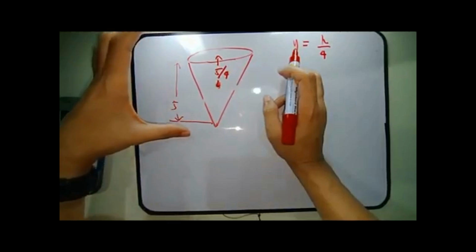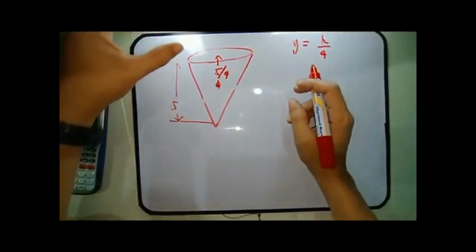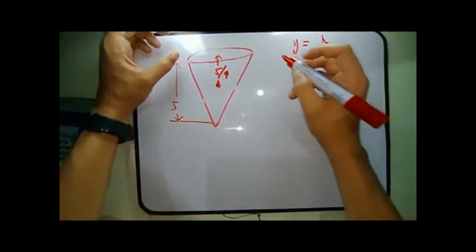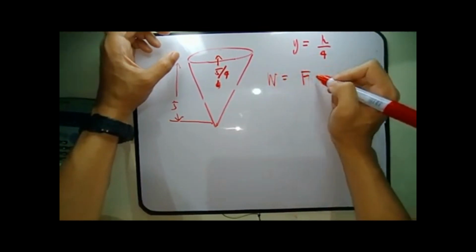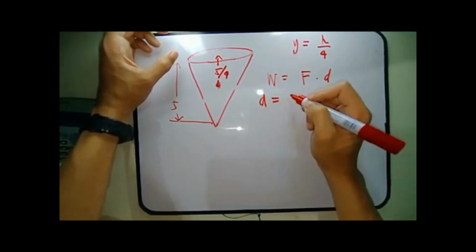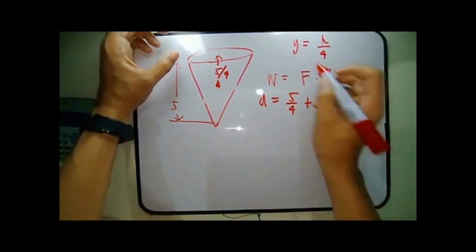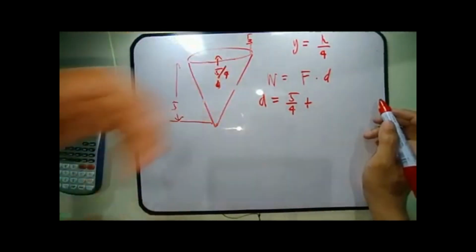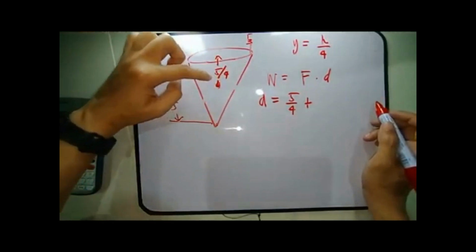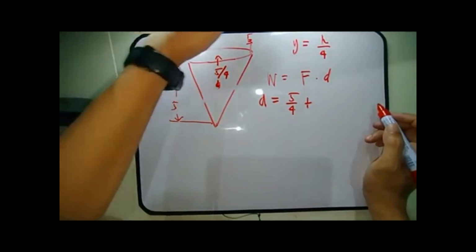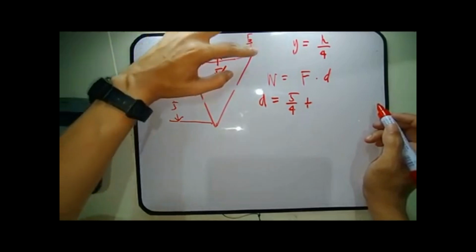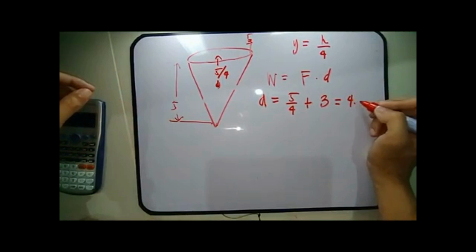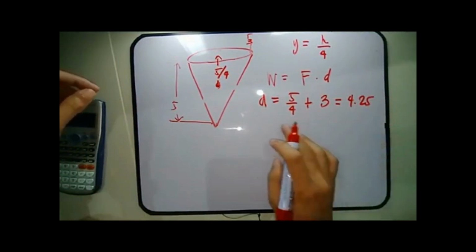Now, the distance to where the fluid will be pumped is at height 3 meters above the tank. So, therefore, the total height or distance, so work is force times distance. So, in this case, distance is, you have here 5/4 plus, you have here the height 3 meters. So, ipapump siya at height 3 meters above. So, therefore, yung total height, the distance from the centroid to the top where it should be pumped is 5/4 plus tong 3 meters. So, this is 4.25. So, meron tayong distance guys.